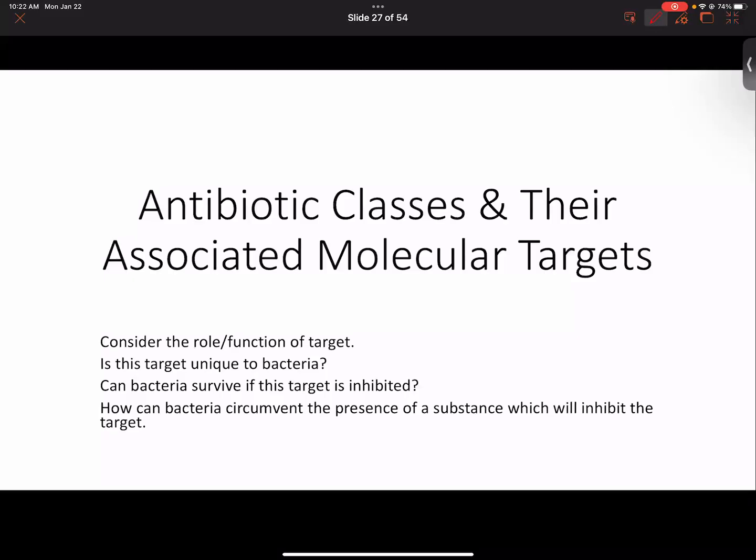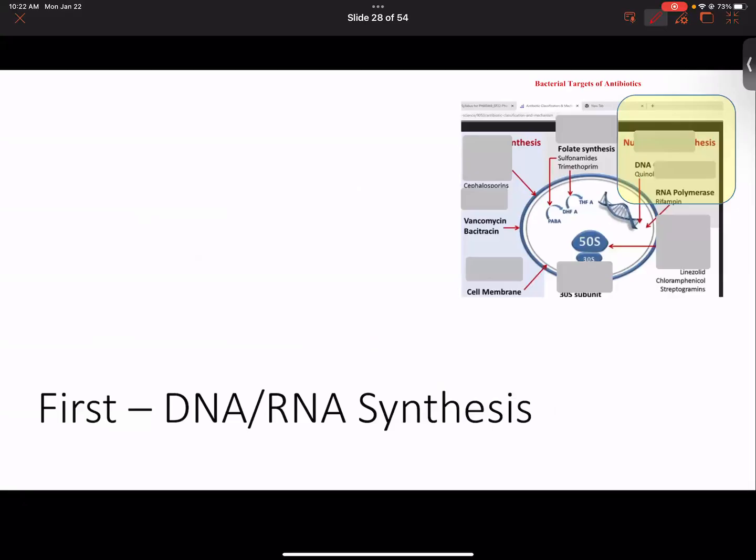Let's talk about some classes and their targets here. And as we go through this, again, I want you to think about what's the role or the function of that particular target in a bacterial cell. Importantly, is that target unique to a bacterial cell, or is it also expressed in the mammalian host? If we inhibit that particular target, what's going to happen to the bacteria? Or, more importantly, what do bacteria do to get around the presence of that molecule? Okay. So first off, we're going to talk about DNA and RNA synthesis.